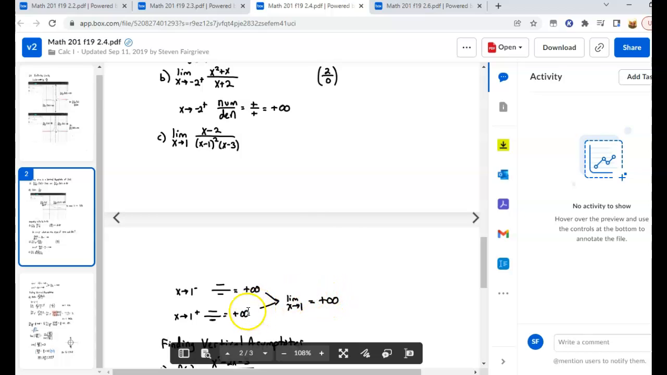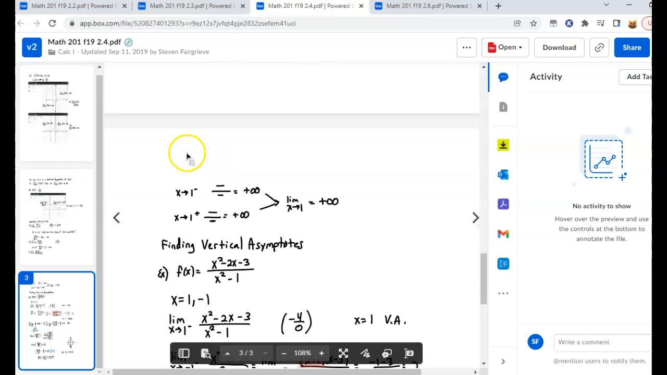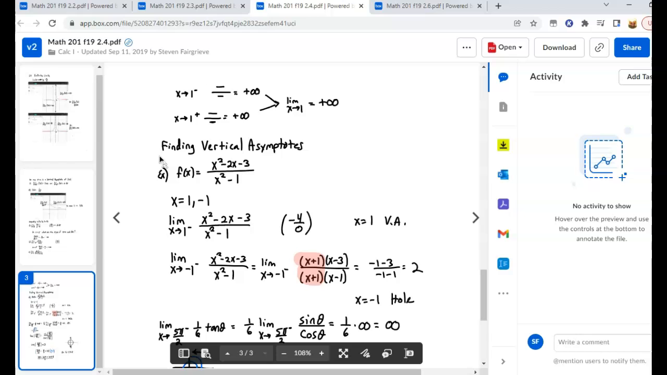If one went to negative infinity and one went to positive infinity, then we just say that that limit doesn't exist. And remember, vertical asymptotes occur where we have an infinite limit, a number divided by 0. The one thing you have to be concerned about here with vertical asymptotes is if it's not a number divided by 0, but rather a 0 over 0 limit, then you're going to have a hole in the graph.